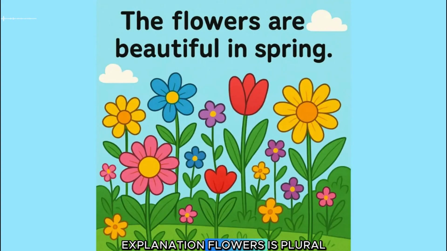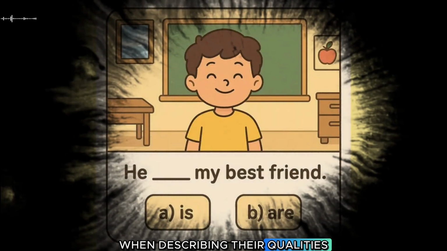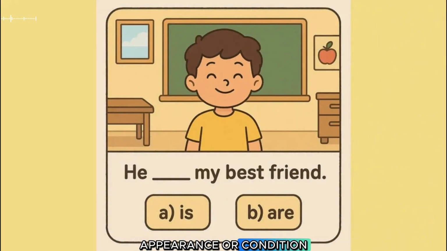Explanation. Flowers is plural, so we use are. Plural nouns always take are when describing their qualities, appearance, or condition.